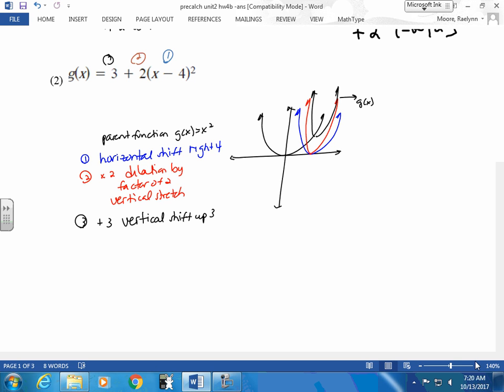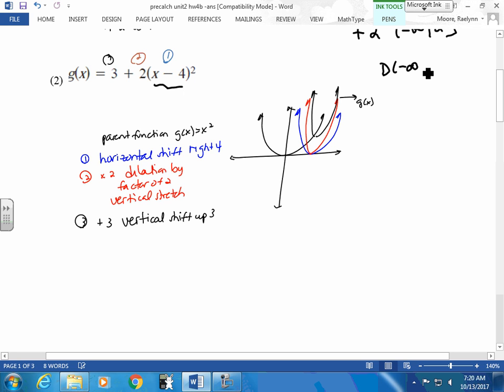All right, so again, you're going to start in here. It's a squaring function. So our parent graph is a squaring function. We're going to start right in here. So we have a horizontal shift right 4. So let's walk step by step. Normally my domain has an effect on a horizontal shift, but my domain is all real numbers, so I don't have a problem with my domain.